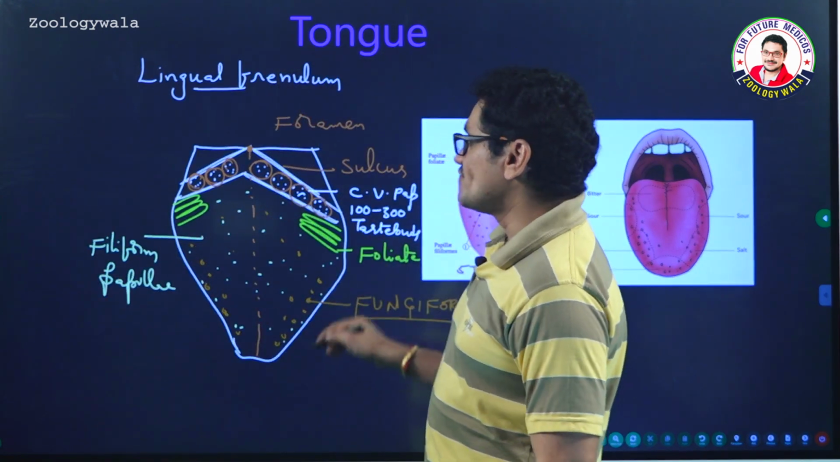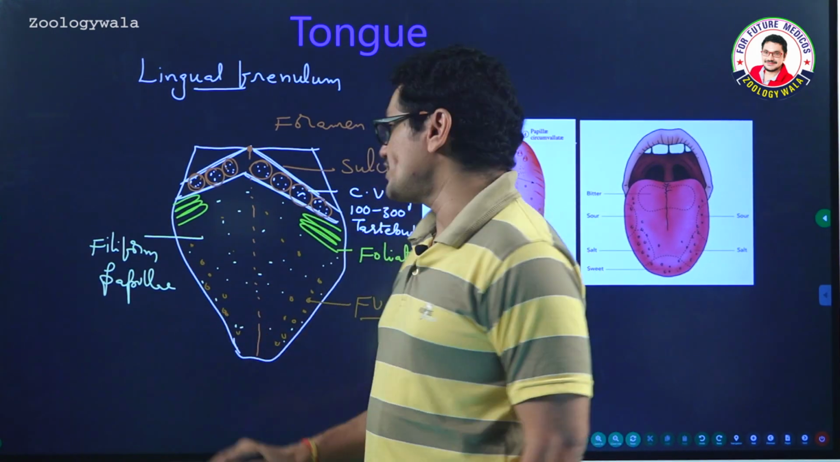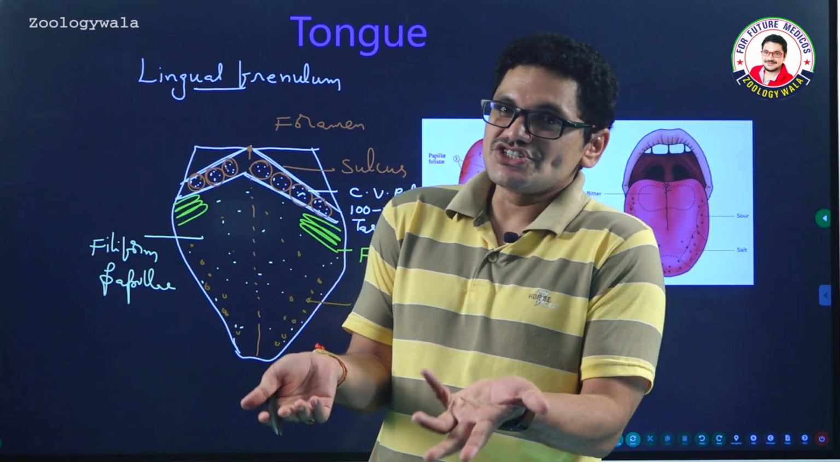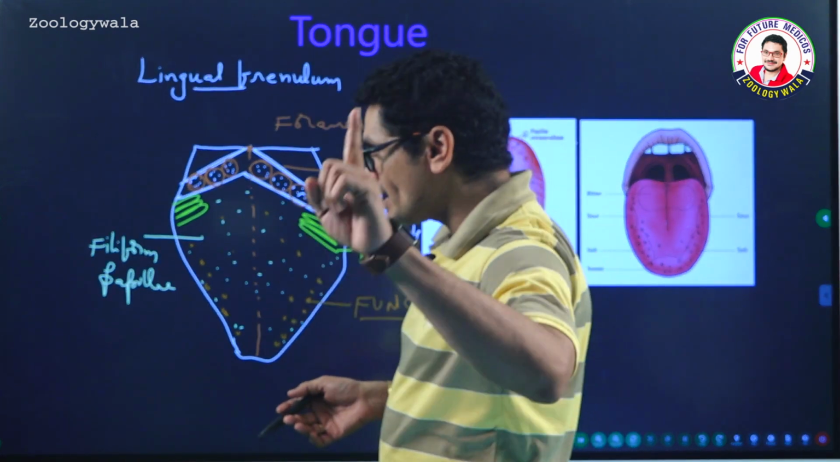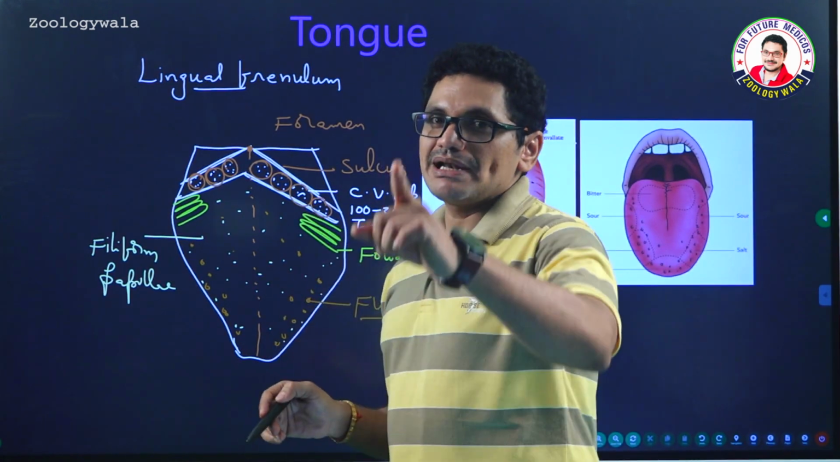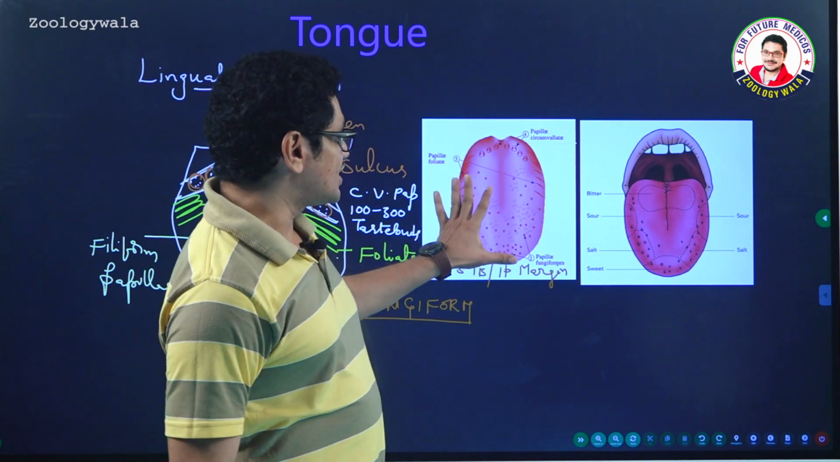Okay, so these are the different types of papillae. As I said, filiform papillae won't contain any taste buds, and foliate papillae degenerate in the childhood stage itself. Fungiform papillae contain 5 taste buds almost per one papilla. Circumvallate papillae contain 100 to 300 taste buds per papilla. So that's all about the tongue.